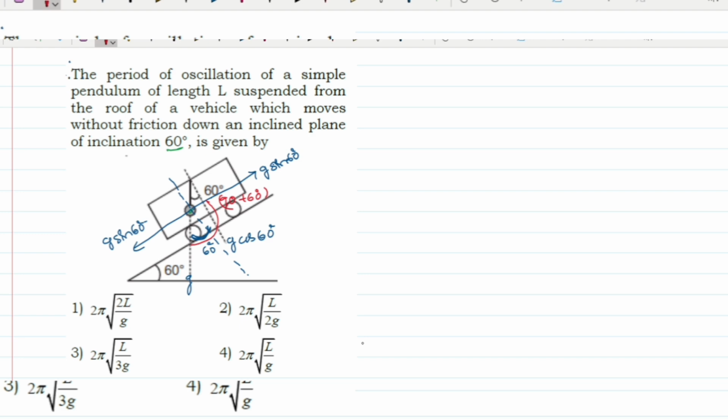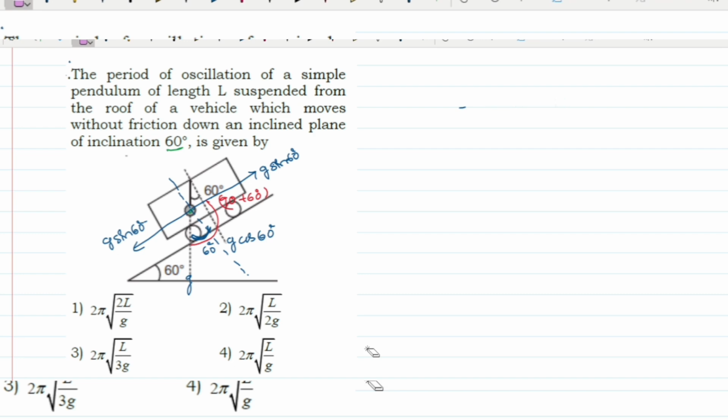So for this case, we need to calculate the g effective value. When calculating g effective between g and g sin theta, g effective will be equal to root of g square plus g square sin square 60. Or else, I am giving the common formula to students here.